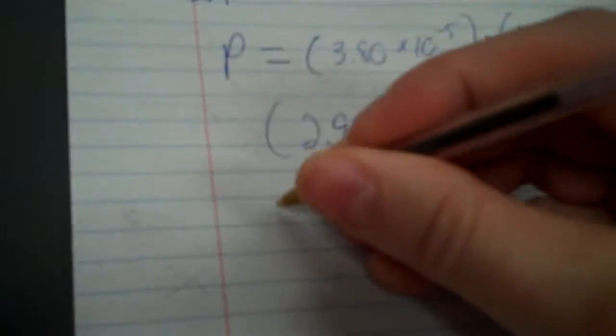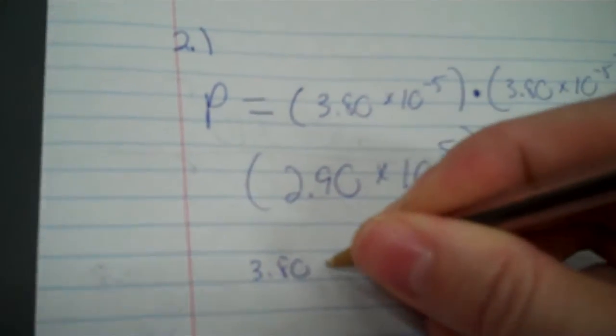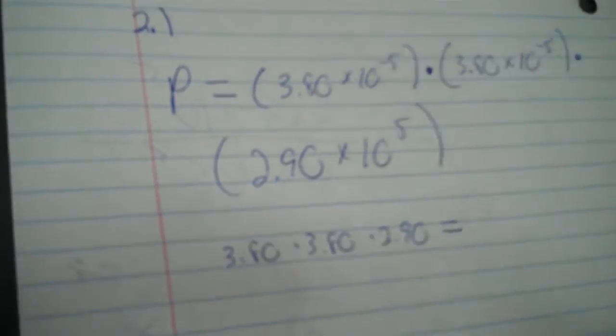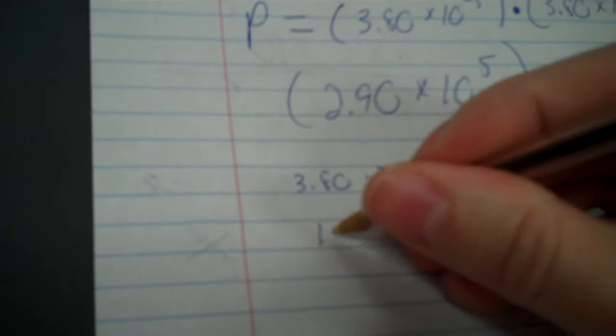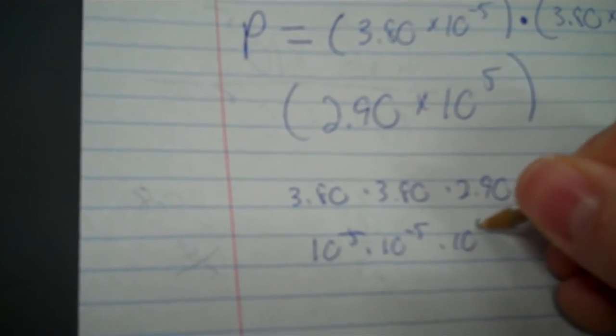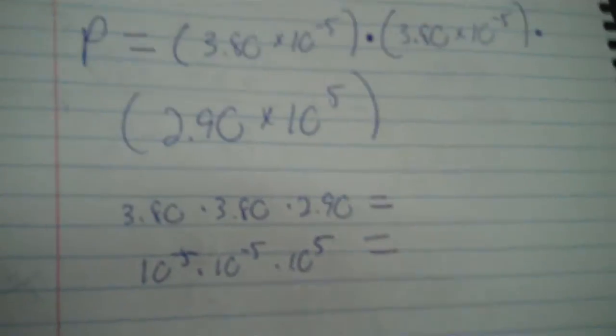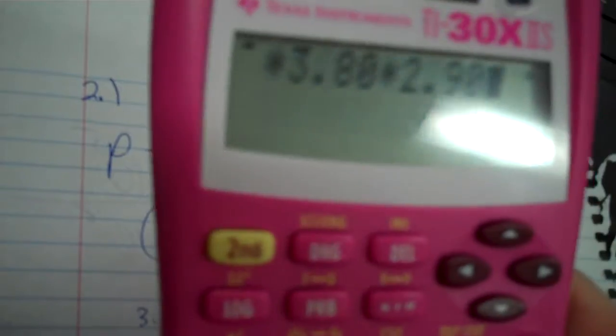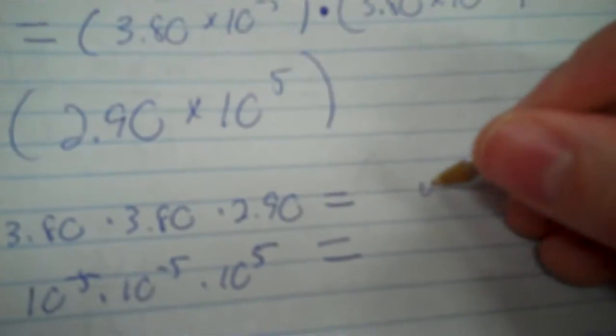Okay, so I don't have any division. I just break up the multiplication. So I take 3.80 times 3.80 times 2.90. And then I'll take 10 to the negative 5th times 10 to the negative 5th times 10 to the 5th. If you don't have any division, this is going to be how you line it up. Okay, so 3.80 times 3.80 times 2.90. They want 2 digits, so 41.88.